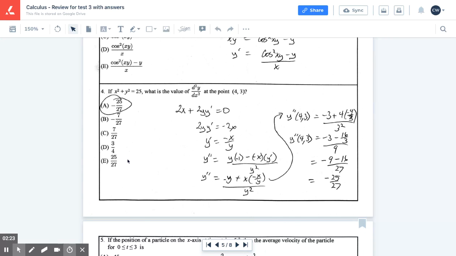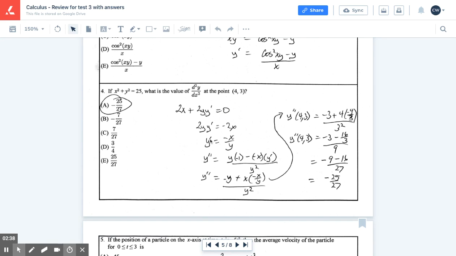Okay, number four, we did this one in class, but we'll do it again. We want the second derivative, and we want to evaluate it at (4, 3). So the derivative of x squared is 2x. The derivative of y squared is 2y y prime. The derivative of 25 is 0.